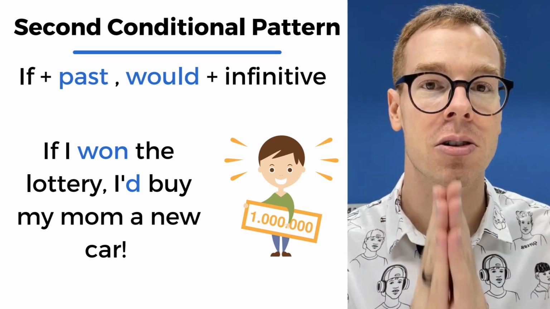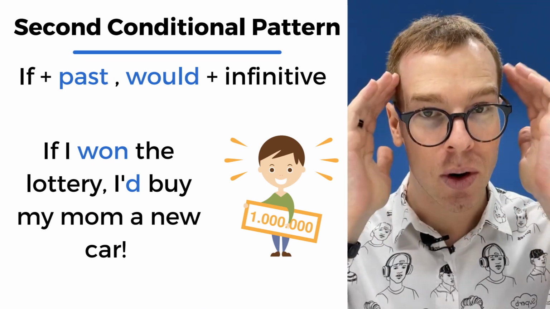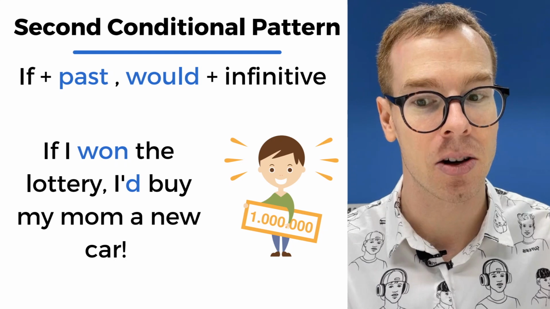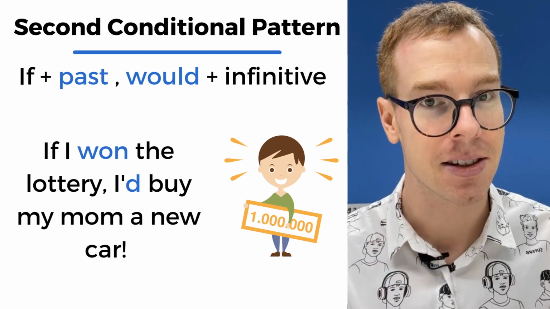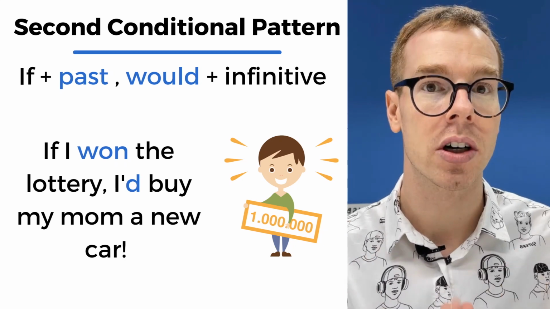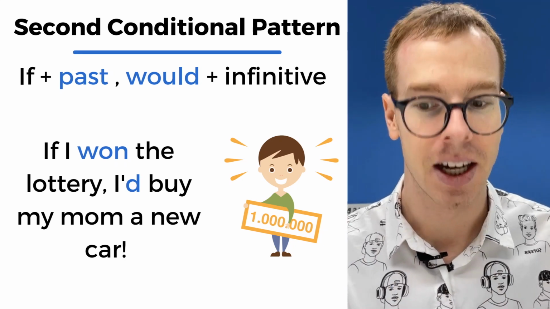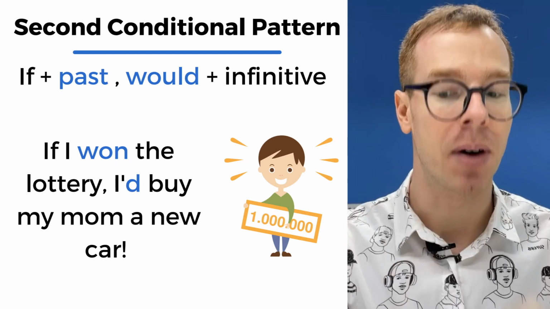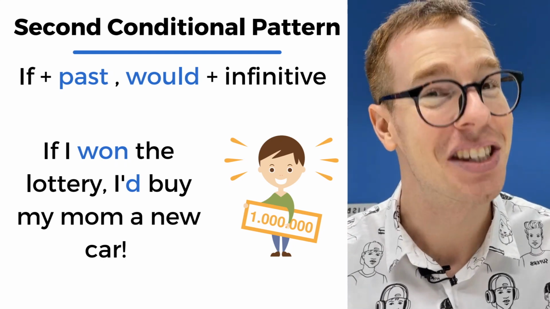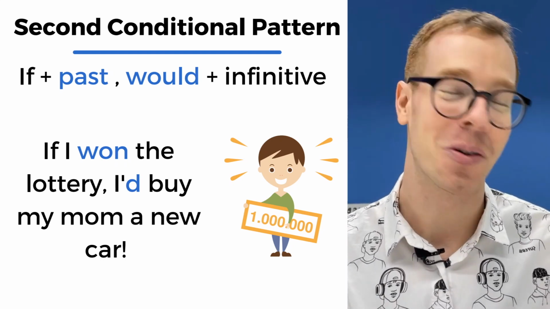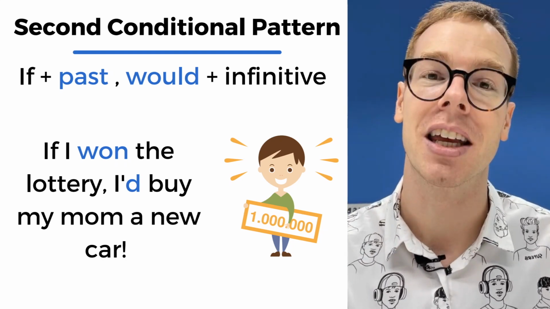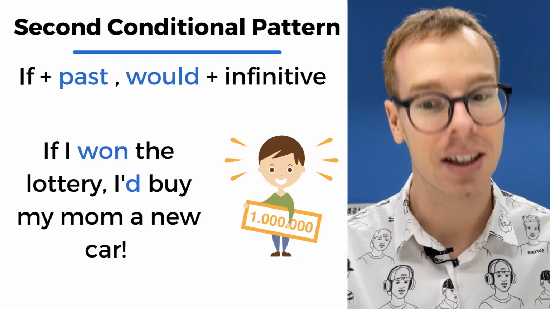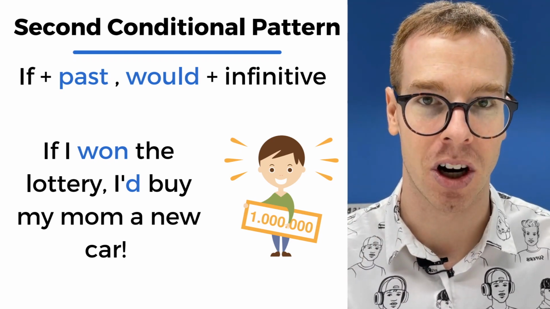So to make this grammar, if we're talking about our imagination, something that's unlikely or impossible, we use if plus the past, and then we use would plus an infinitive. If I won the lottery, I'd buy my mom a new car. This is also true. Sorry, Mom. I don't think this is going to happen, but if it happened, imagination, right? If it happened, I'd buy my mom a new car.